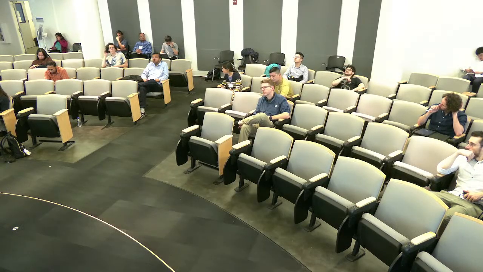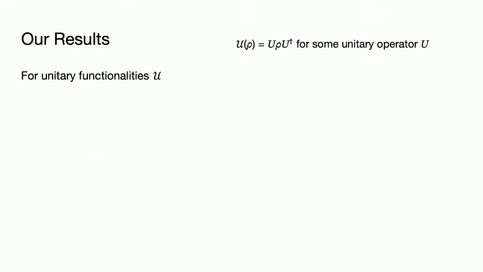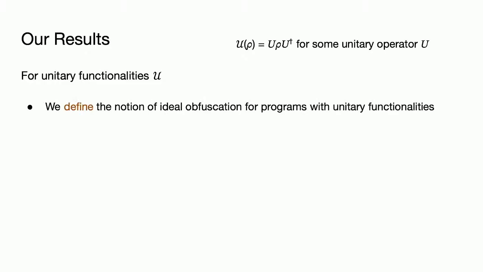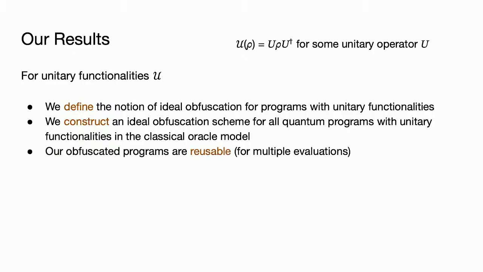Okay. So can we obfuscate such programs? The answer is yes for unitary functionalities. Our results are threefold. First, we properly define the notion of ideal obfuscation for quantum programs with unitary functionalities. Coming up with a proper definition here requires some care because we are dealing with quantum functionalities. Then we give a construction in the classical oracle model that achieves this notion of ideal obfuscation. Additionally, we prove that our obfuscated programs, which carry auxiliary quantum states, are reusable.